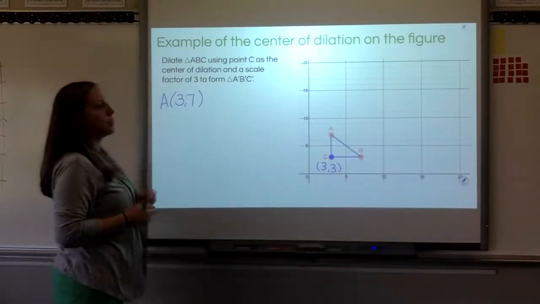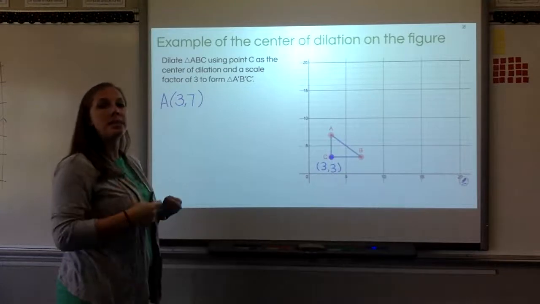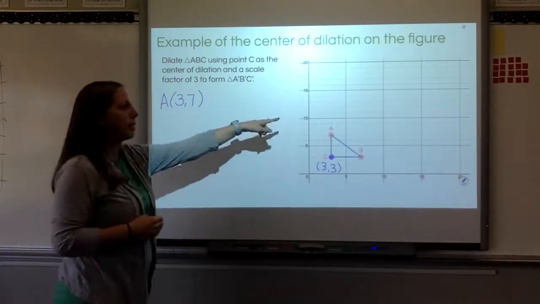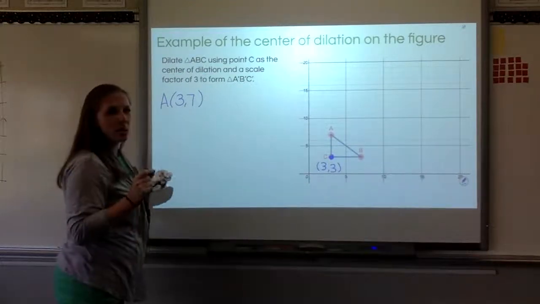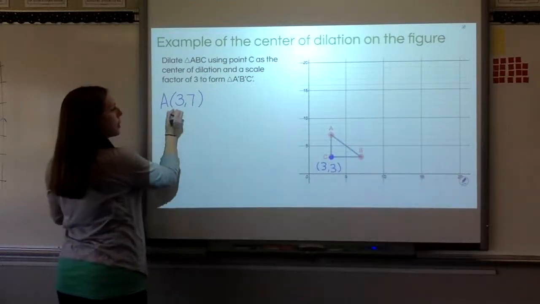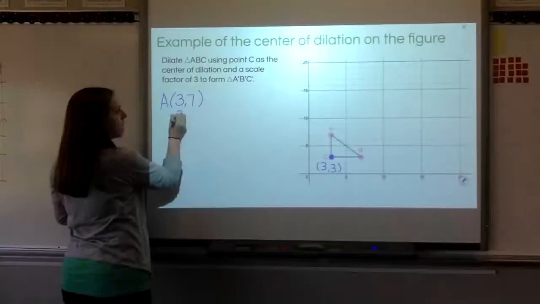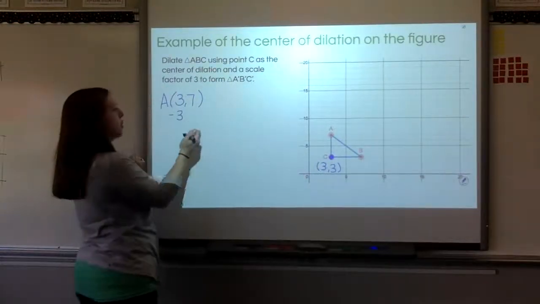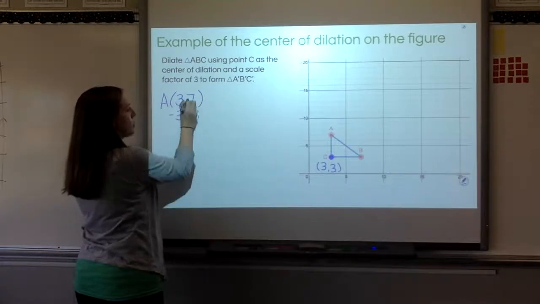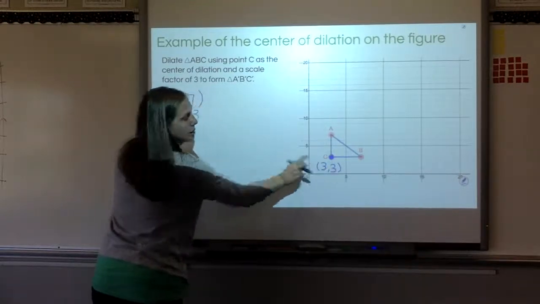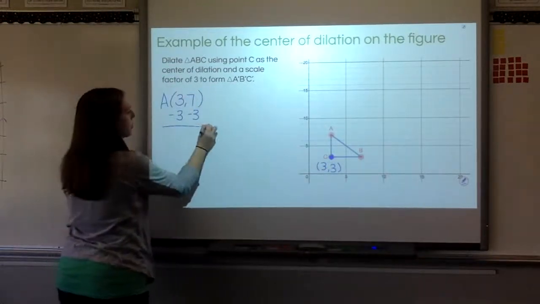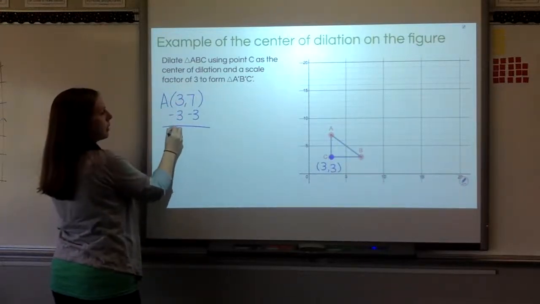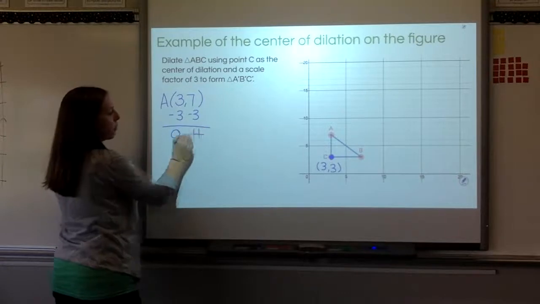So one way I can do this is I can think about the difference, or how far it is from the point of dilation to point A. So this is where it gets a little silly, but I think you'll be able to follow along. So here I'm going to subtract 3, because that's my x value of my point of dilation. And I'm going to subtract 3 from my y value, because it's my y value of the point of dilation. When I subtract this, 3 minus 3 is 0, 7 minus 3 is 4.